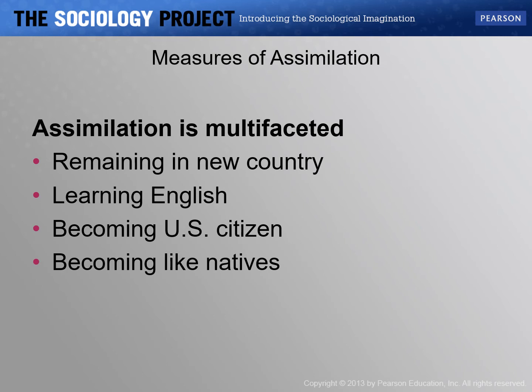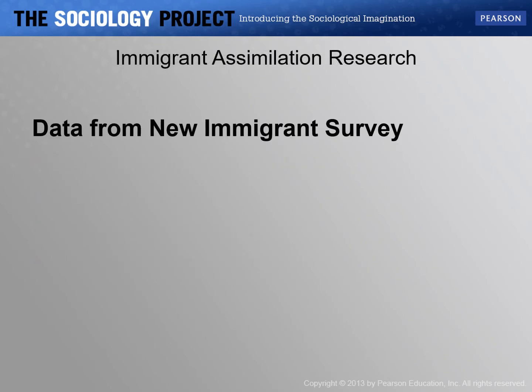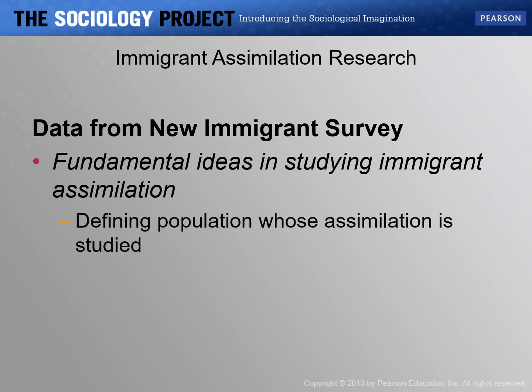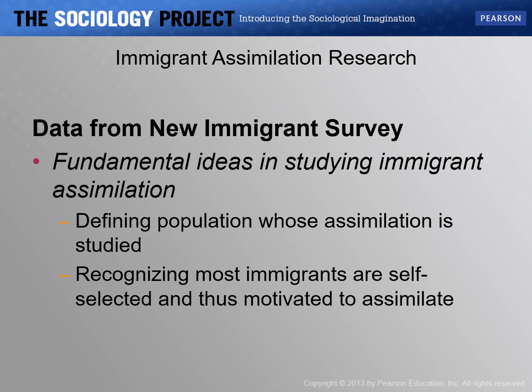So, for example, immigrants from Ireland during the 1860s were met with strife because there were native Irish and immigrant Irish. And you want to become as much like the people you live with as possible. Data from the New Immigrant Survey shows fundamental ideas in studying immigrant assimilation. So they can measure some of those things and actually see if there are emerging trends. It defines the population whose assimilation is studied. I mentioned Irish just a minute ago, but they didn't have this back in the 1860s. It recognizes most immigrants are self-selected and thus motivated to assimilate. So if you really want to live in the States, you learn how to speak English.